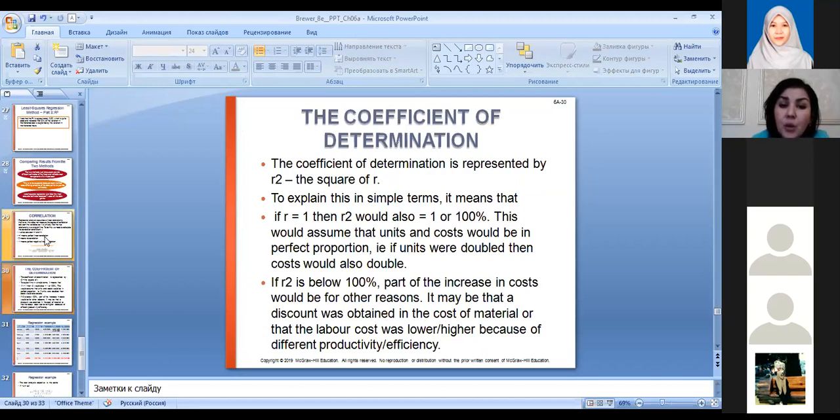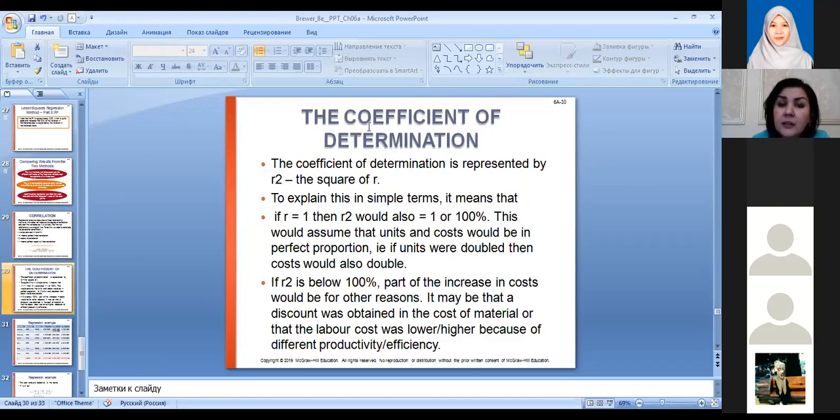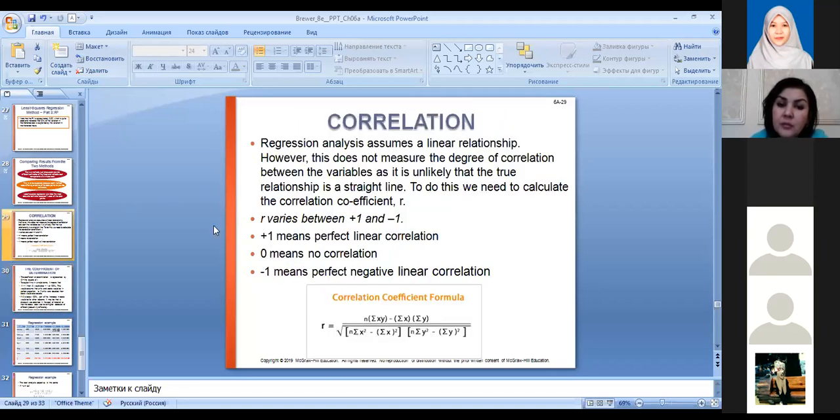And when we know the correlation coefficient, then we simply can find out the coefficient of determination, or determination coefficient. Simply, the coefficient of determination is represented by R squared, the square of R, the square of this correlation coefficient. If we square this value, we will get the coefficient of determination.